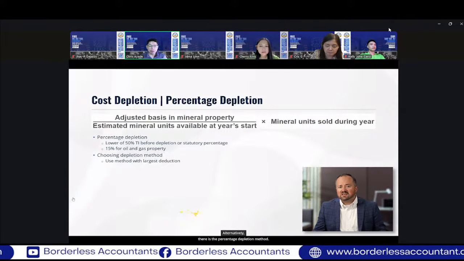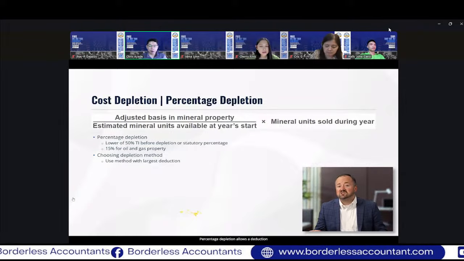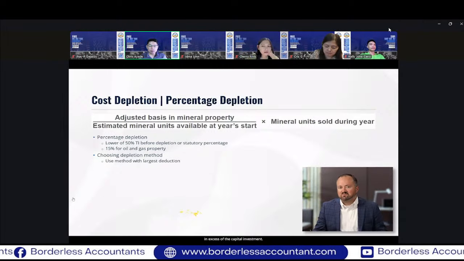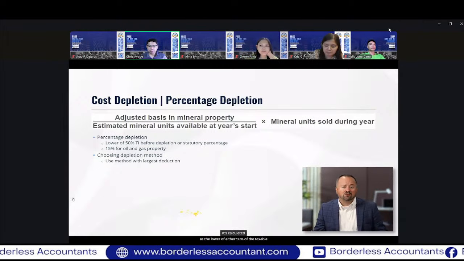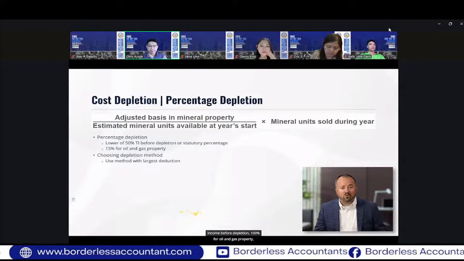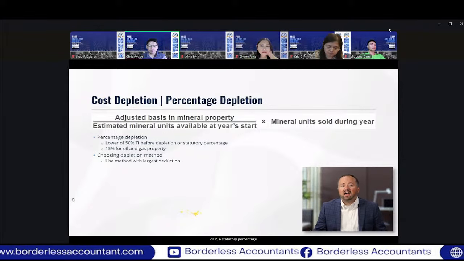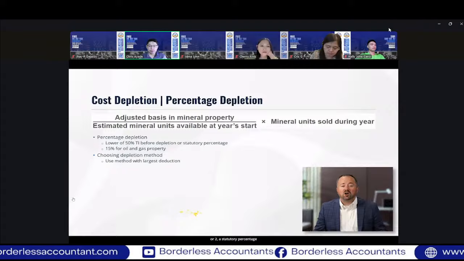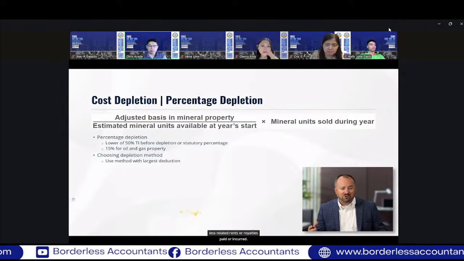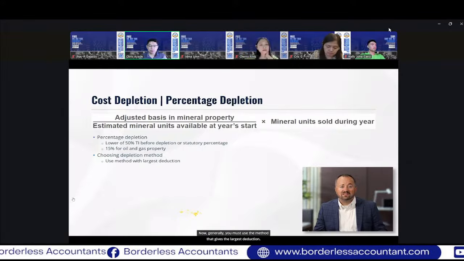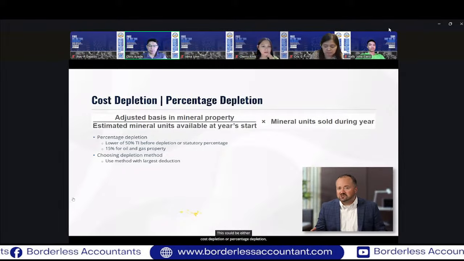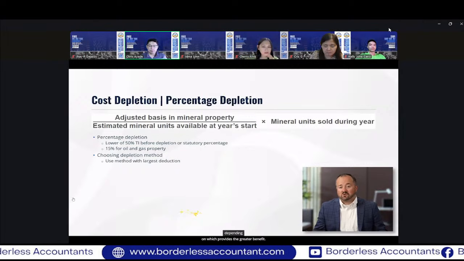Alternatively, there is the percentage depletion method. Percentage depletion allows a deduction in excess of the capital investment. It's calculated as the lower of either 1, 50% of the taxable income before depletion, 100% for oil and gas property, or 2, a statutory percentage of gross income from the property, less related rents or royalties paid or incurred. Now, generally, you must use the method that gives the largest deduction. This could be either cost depletion or percentage depletion, depending on which provides the greater benefit.